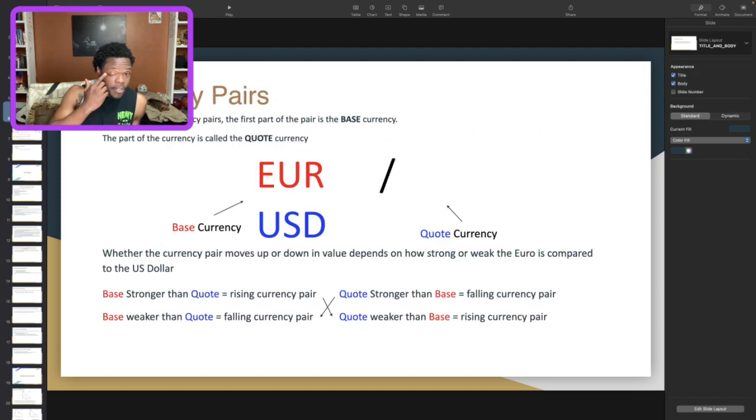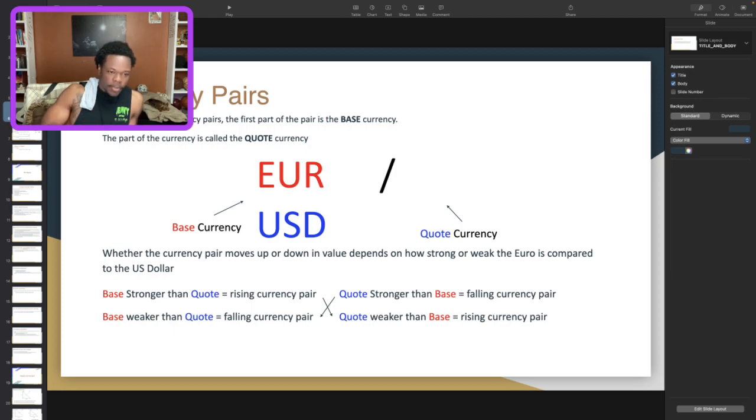And now moving into the base, basically how you would define each currency. When you're looking at each currency pair, you would have what is called a base currency, and then also a quote currency. The base currency in this example would be the euro, and the quote currency would be the U.S. dollar. So it's basically the euro versus the U.S. dollar. Whether the currency pair moves up or down in value depends on how strong or weak the euro is compared to the U.S. dollar.